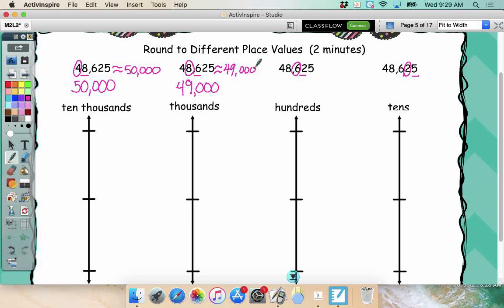Okay, next one. Isaac, I look at the 2 to decide about the 6. Stay the same or add 1? Stay. Okay. All of the other digits to the right change to 0, all the other digits stay the same. Good. So 48,600.